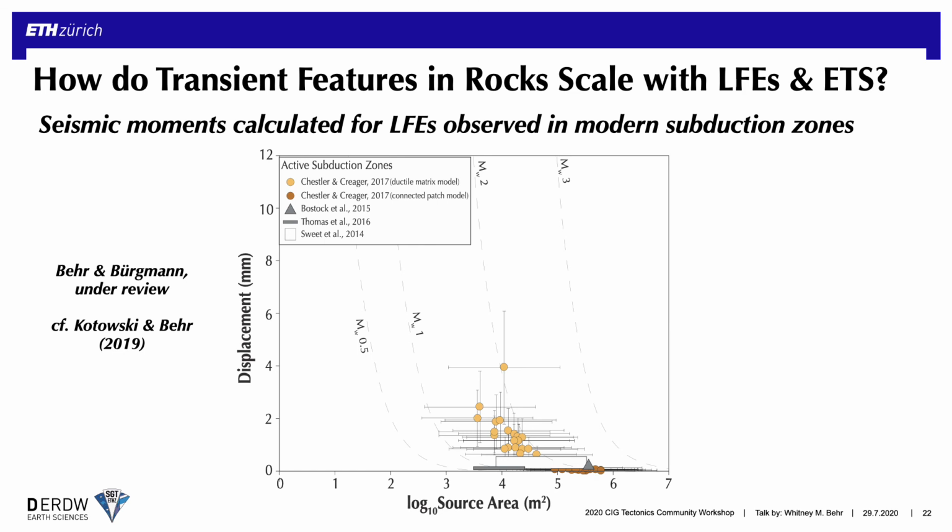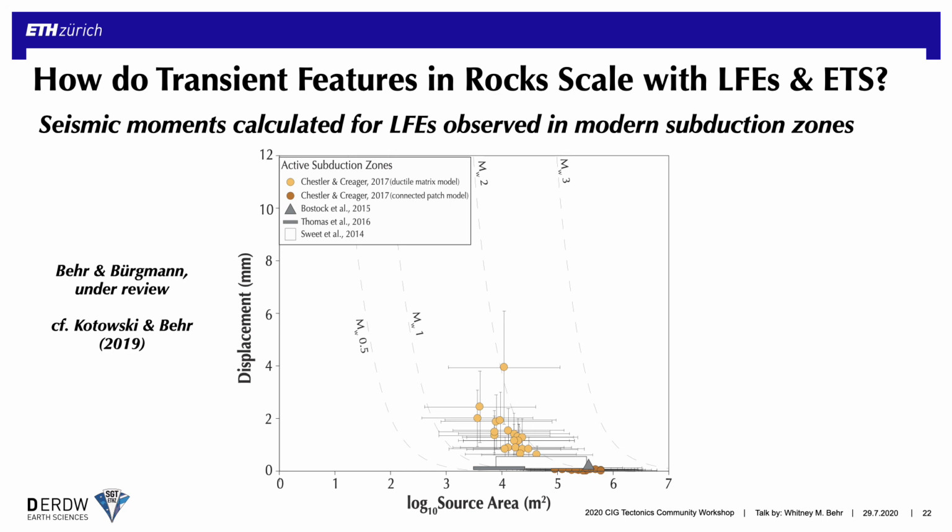So one of the questions we can then ask in observing these transient brittle features is whether they scale reasonably with anything that seismologists observe in modern subduction zones. And one way we can attempt to answer this is to look at the components that define seismic moment or moment magnitude, which include the amount of displacement and the area over which that displacement was accommodated. And source areas and displacements have been calculated for some modern low frequency earthquakes, the results of which are plotted here. Many of these are from Cascadia.